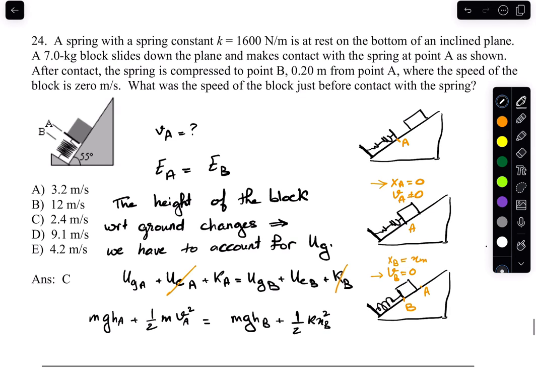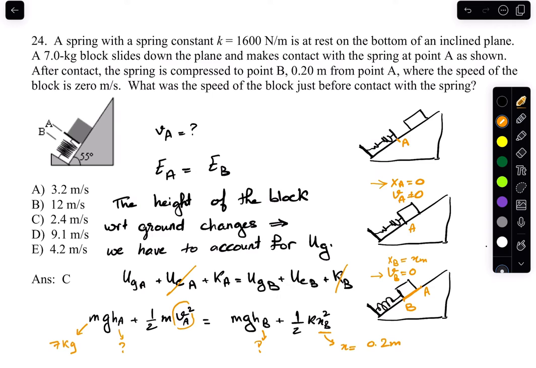So, well, if we look at what we should substitute, this is the quantity we want, the speed at A. We have the mass, 7 kilograms. We don't have the height at A or the height at B. We do have the compression xB because it's the same as the distance covered by the block right here. So this is the same as the distance covered, which is 0.2 meters.